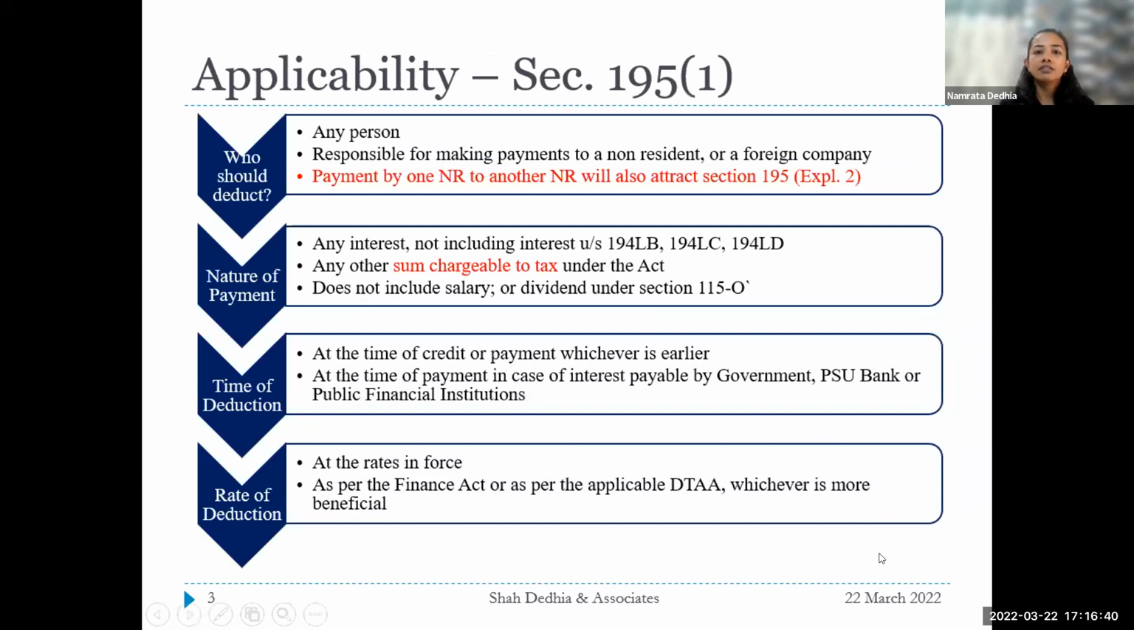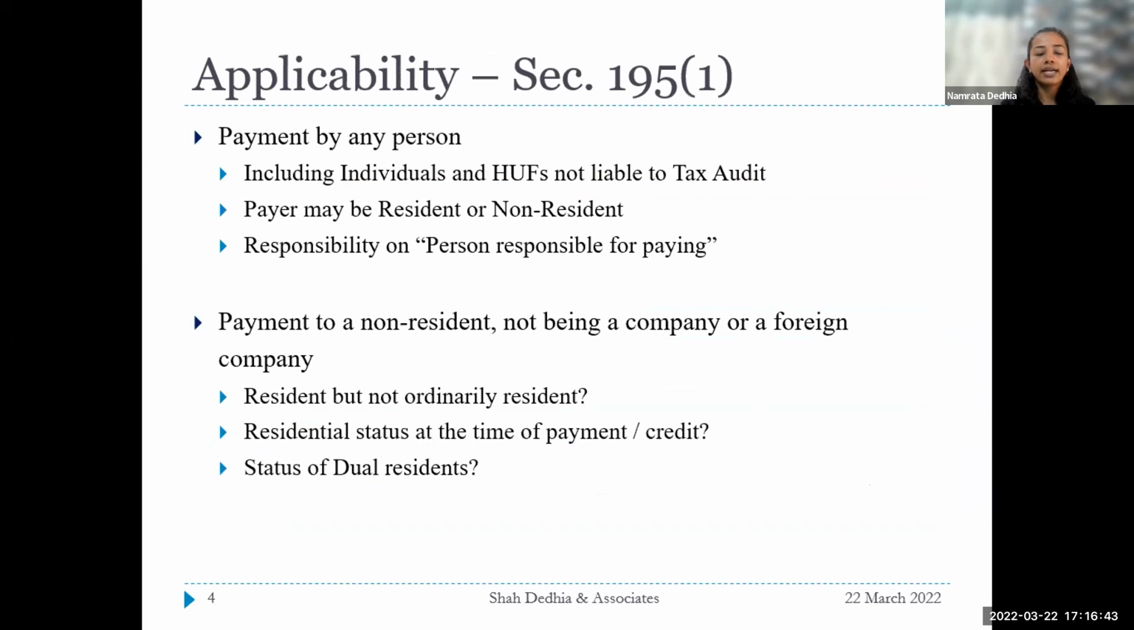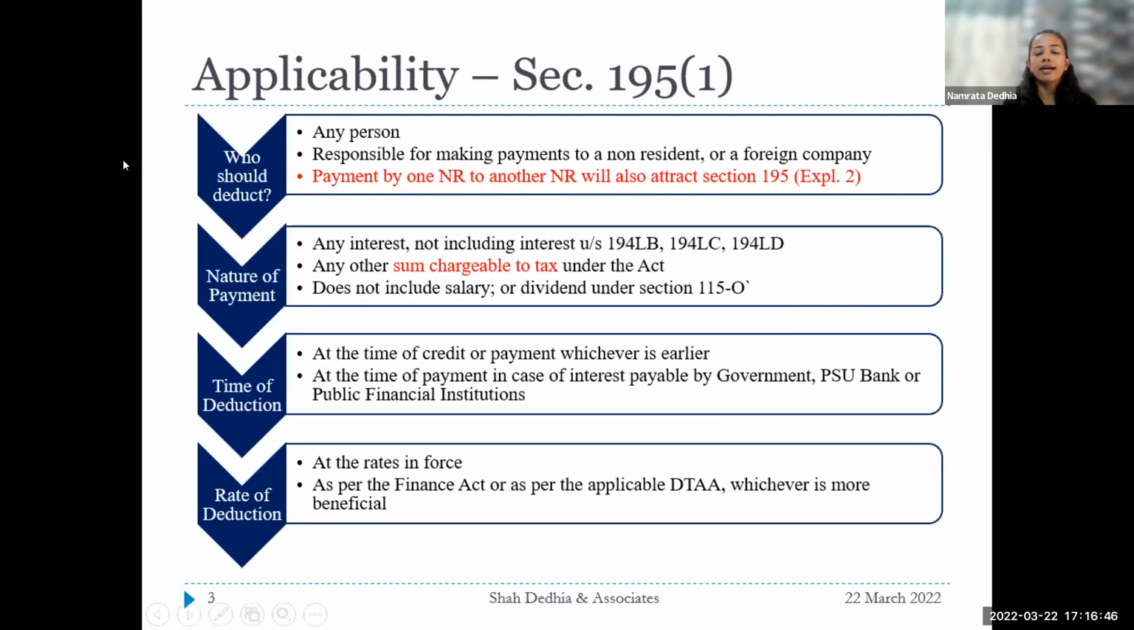So we have 195(1). Broadly, if I have to break up 195(1), that is the applicability of TDS on payment to non-residents. It deals with one, who should deduct; the nature of payment, what types of payments are covered under this particular section; at what point of time deduction is required; and at what rate the deduction is required. So who should deduct? Any person who is responsible for making payment to a non-resident or to a foreign company is required to deduct TDS under section 195.